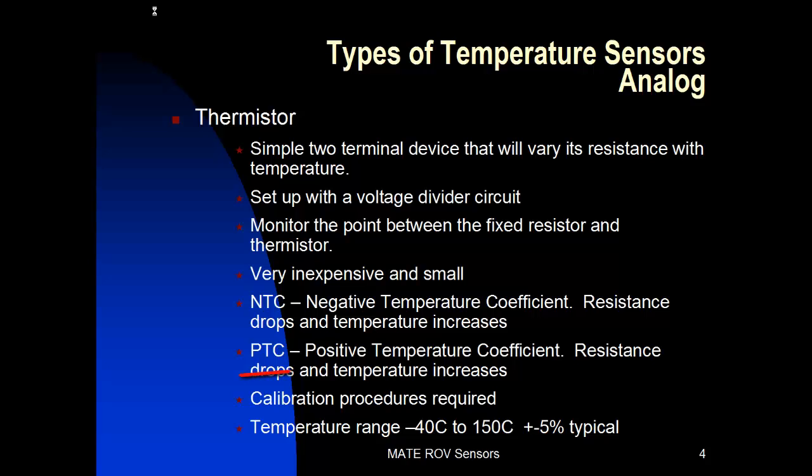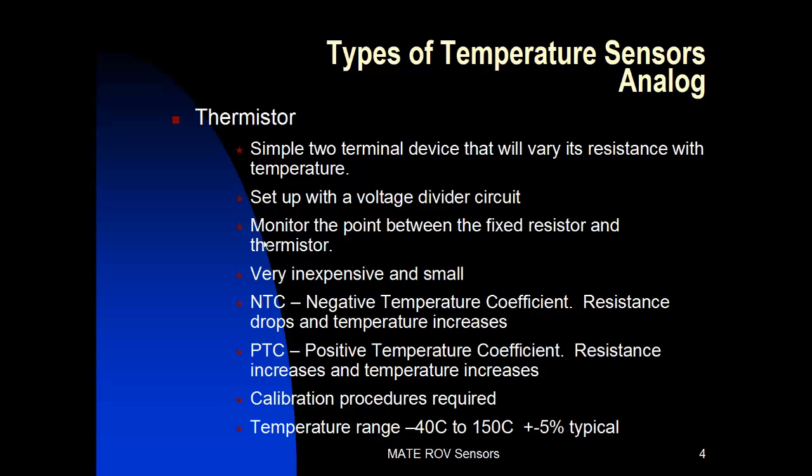Now, a couple of terms you'll hear when dealing with thermistors: NTC and PTC. They stand for negative temperature coefficient and positive temperature coefficient. With the NTC, the resistance will drop as the temperature increases, and with PTC, the resistance will increase as temperature increases. Both of these require calibration procedures.